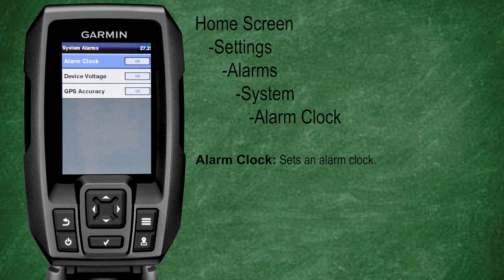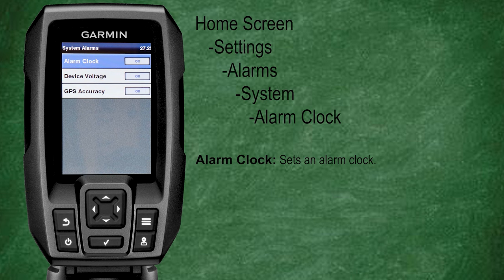Under the system menu, you can select to display the time of day, date, or device voltage. And under the trip menu, you have the option to display your max speed, moving average, moving time, stop time, total average, total time, and trip odometer. Now I'm going to show you how my number screen's set up.